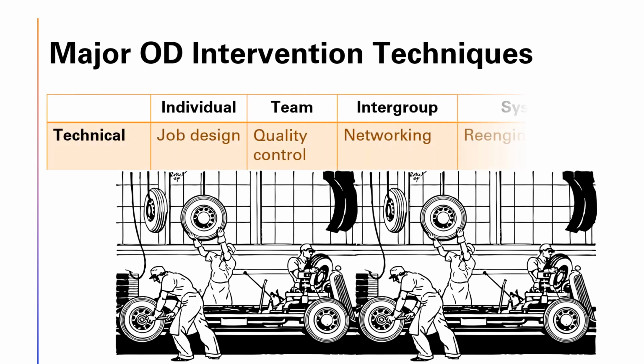First, technical. OD looks for technical changes to individual jobs to make them better, faster, and easier. It looks at technical support for teams to improve quality control. It looks to improve the technology between groups to smooth communication. And it researches whether there is a major technical redesign that will help operations of the entire system.